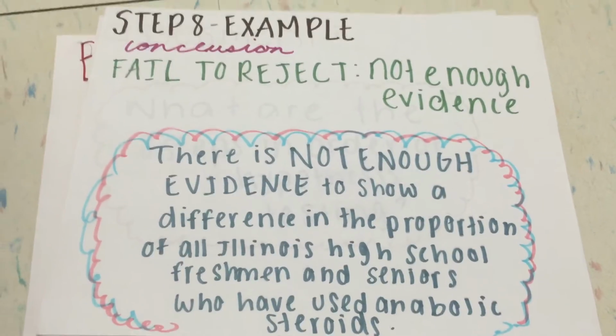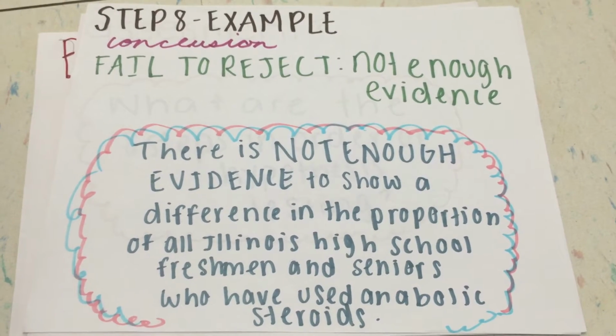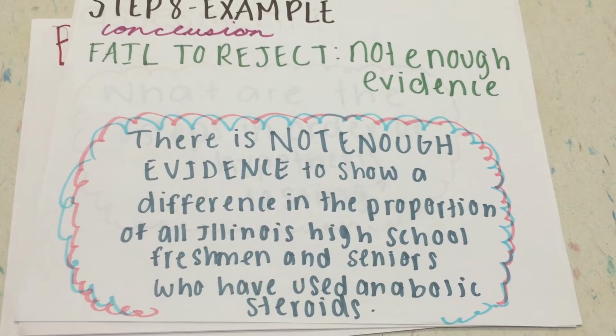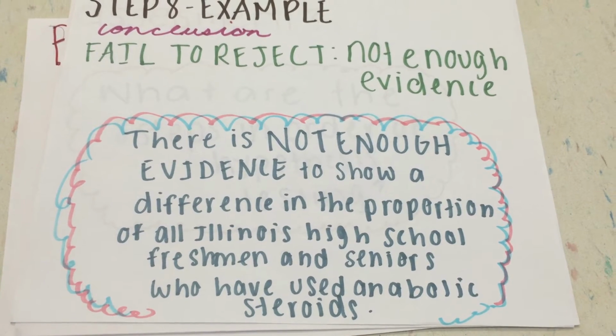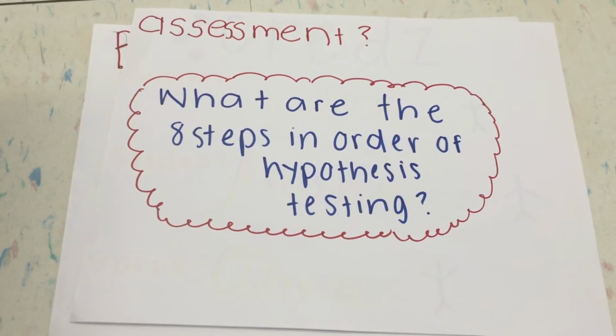The final step, all we have to do is sum up our results in context. Since we failed to reject the null, there is not enough evidence to show a difference in the proportion of all Illinois high school freshmen and seniors who have used anabolic steroids. Well, there you have it. You can now solve hypothesis testing problems.